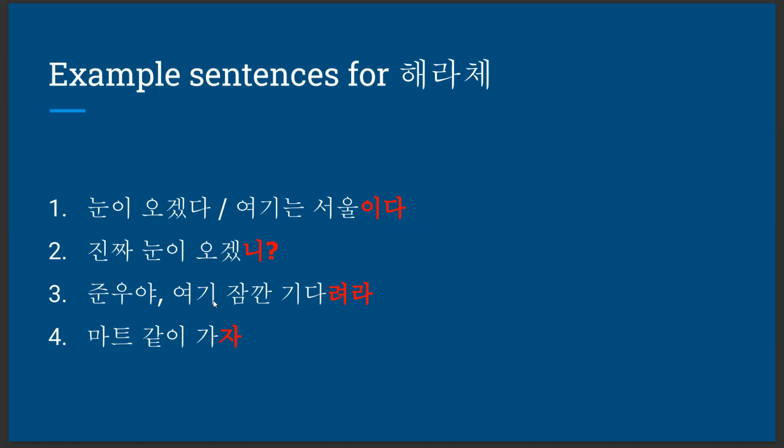윤우야, 여기 잠깐 기다려라. So, 기다려라. You are attaching 어라, 기다리어라, but in short form you use 려라, which means wait here for a while. And 마트 같이 가자. Let's go to the mart together. So you see, you are attaching 자 to the verb to say a request sentence in 해라체.